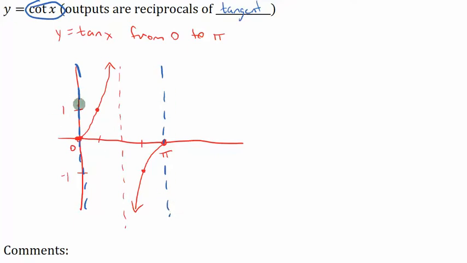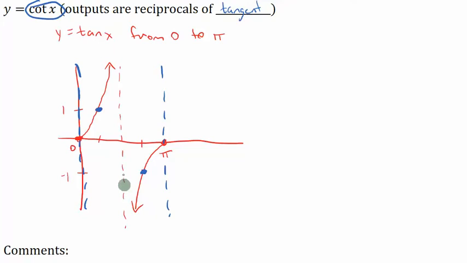Now, whenever tangent equals 1, cotangent is the reciprocal of 1. The reciprocal of 1 is 1, so the two graphs actually share that point. And similarly, the reciprocal of negative 1 is negative 1, so the two graphs share that point.